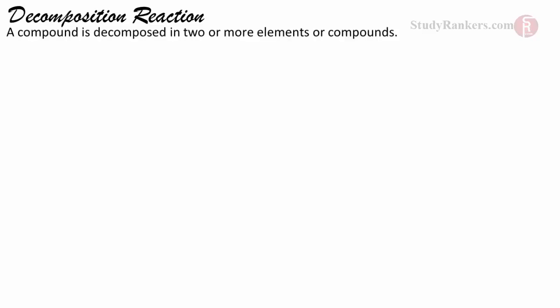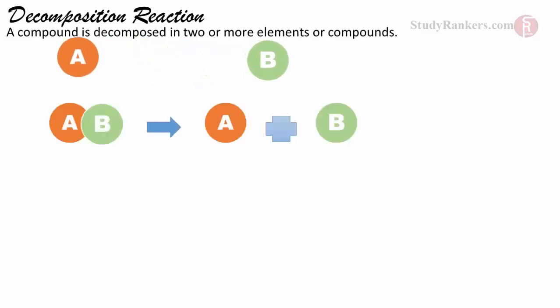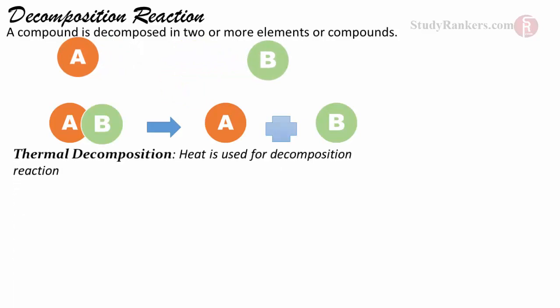The reaction in which a substance decomposes into 2 or more substances is known as decomposition reaction. When decomposition takes place in presence of heat, it is known as thermal decomposition reaction. There are 3 types of decomposition reaction we have to study. First one is thermal decomposition.